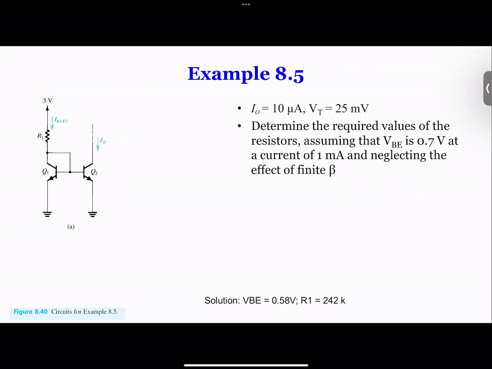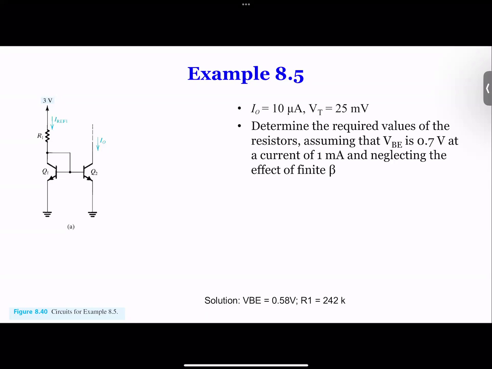How do you calculate the resistance? If we want IO to be 10 microamps, we can calculate, if we assume both are in the linear region, we'll know that from base to ground is 0.7 volts, but the collector is connected to base, therefore here is 0.7 volts. Okay, so we got 0.7.